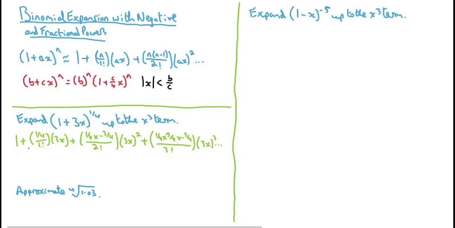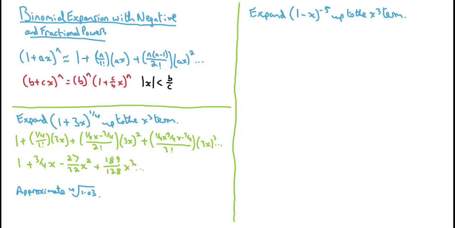To then simply just put these into your calculator, so obviously 1 is still going to be 1, but then a quarter over 1 factorial times 3, that will get you 3/4 x. Then here, quarter times minus 3/4 over 2 factorial times 3 squared. That's going to leave you with minus 27 over 32 x squared. Then finally, this fraction here times by the 3 cubed, that's going to get you 189 over 128 x cubed. And again, the expansion would otherwise continue.